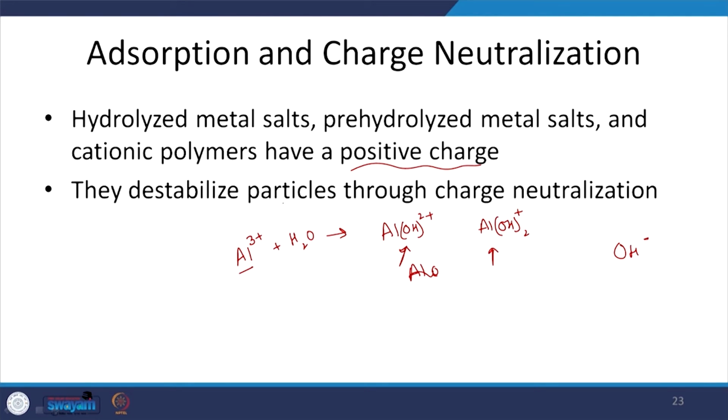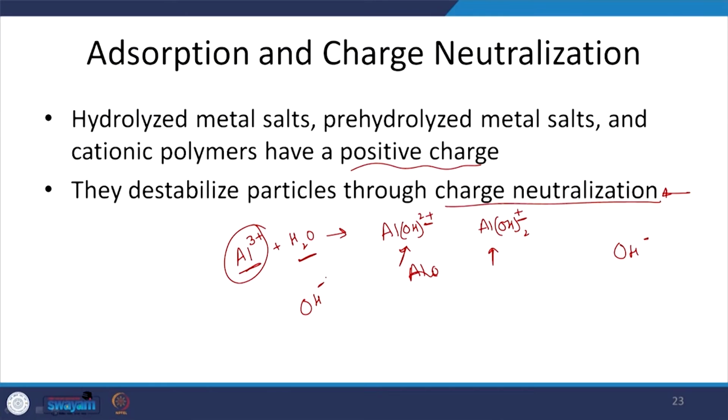They destabilize the particles through charge neutralization. So this is something that can happen. Why? Here we have a positive charge, we are imparting positive charge. So the issue to note is that Al3+, when you add it to water, will not stay only as Al3+. It's electron deficient, it's a metal. If you have a ligand, and what is the ligand here in this context? That's always available, that's OH-.